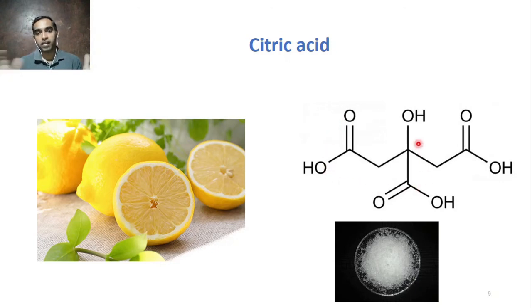You can see this doesn't have any chiral center. It has a plane of symmetry passing here. So the molecule itself is achiral. It is not chiral. That's why it cannot exist in plus and minus form. And this is how citric acid looks. Remember, it looks like a crystalline solid.